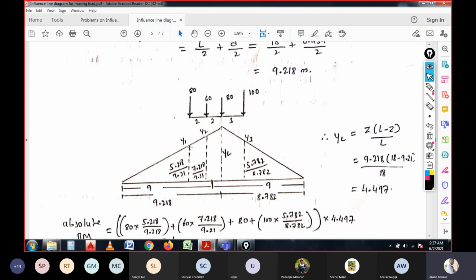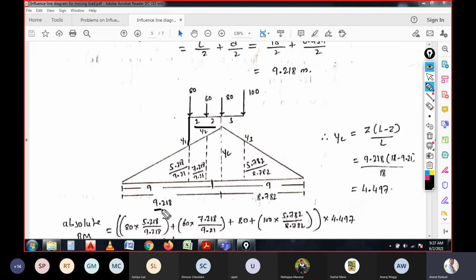So here let's see y1. So y1 is the point. On this point we are going to calculate the CG. So how do you calculate the CG over here? In the total span of 9.218 meter, we have 2 plus 2 meter that need to be deducted, because we have to consider on this point.